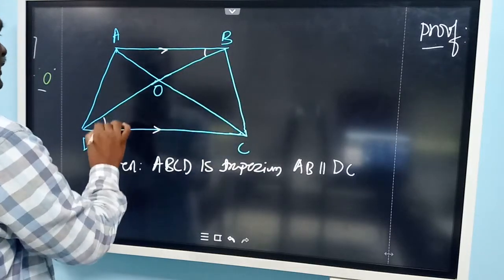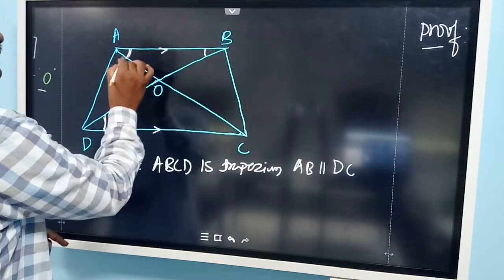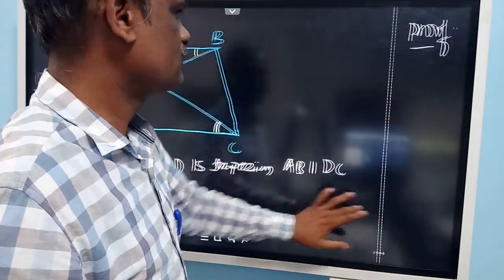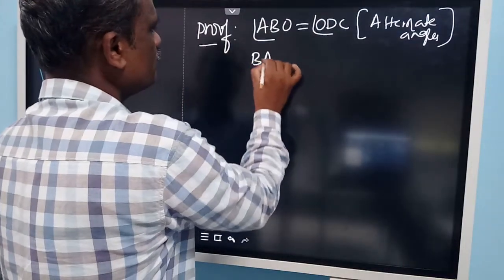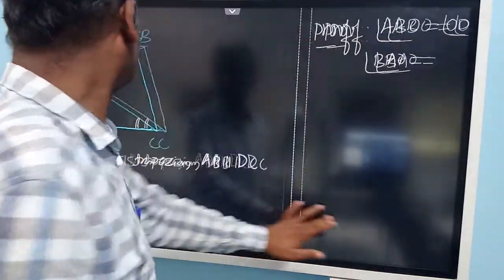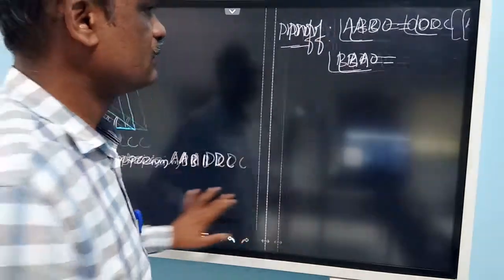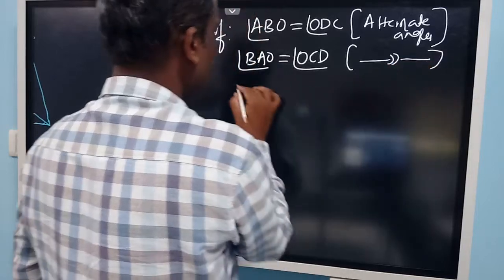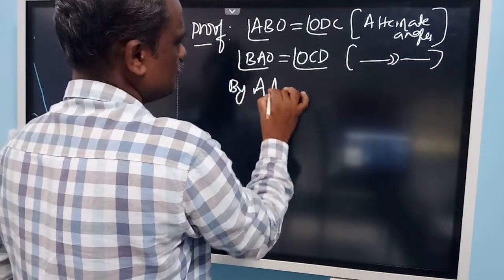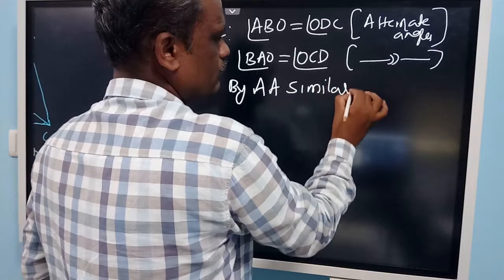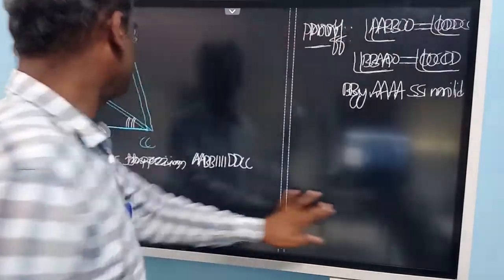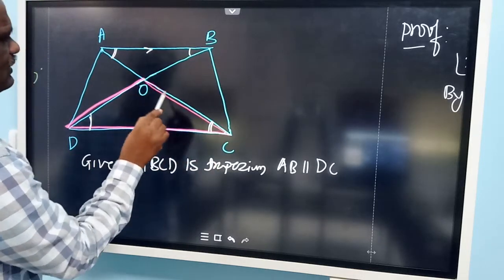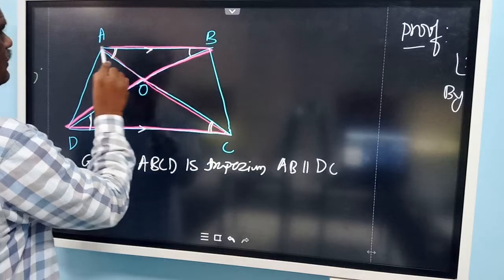Similarly, we wrote these two angles are equal. Similarly, I can write these two angles also equal. So what is that? Angle BAO is equal to angle OCD. This is also the same reason. So now by AA similarity, we can write these two triangles. By AA similarity, this triangle and this triangle are similar.